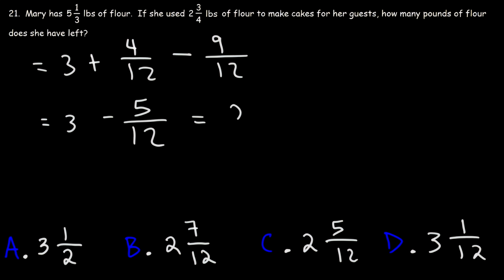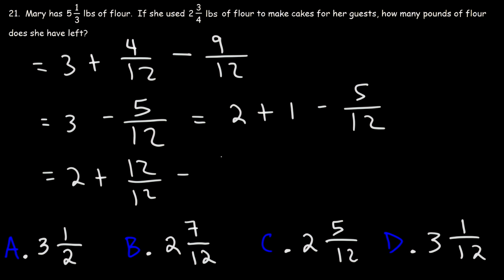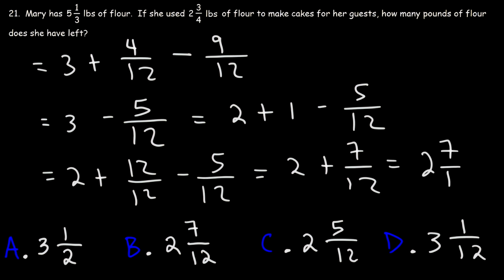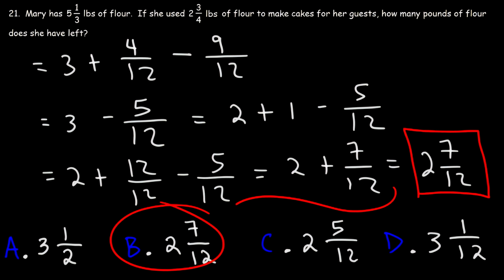Now 3, I'm going to separate it into 2 and 1. Next, I'm going to replace 1 with 12 over 12, because 12 divided by 12 is 1. So now that I have the same denominator, I can subtract the numerators. 12 minus 5 is 7. So I have 2 plus 7 over 12, which gives me the mixed fraction 2 and 7/12. So this is how many pounds of flour Mary has left, which means that B is the right answer.